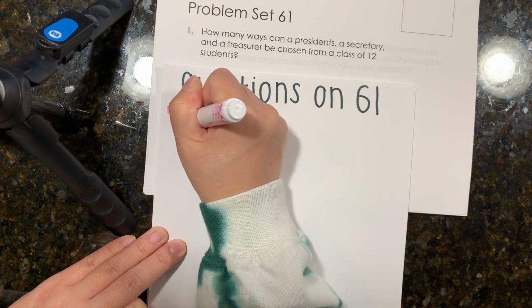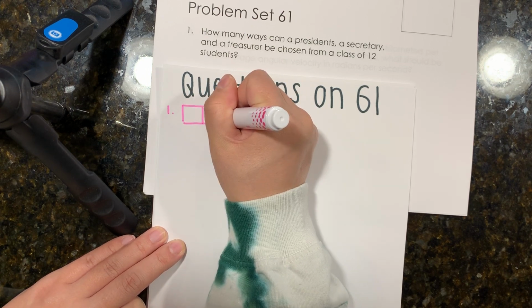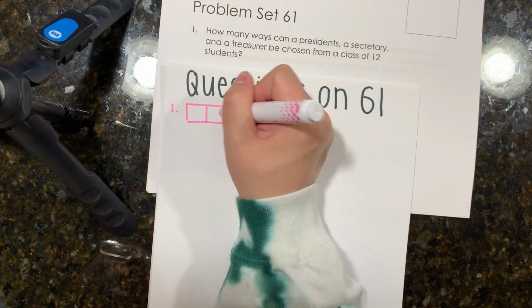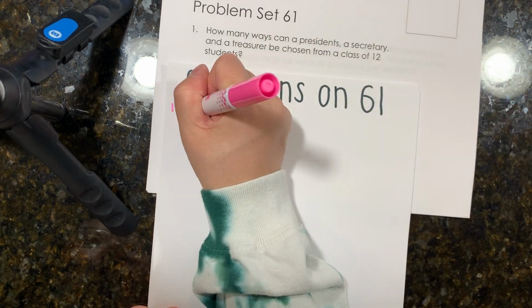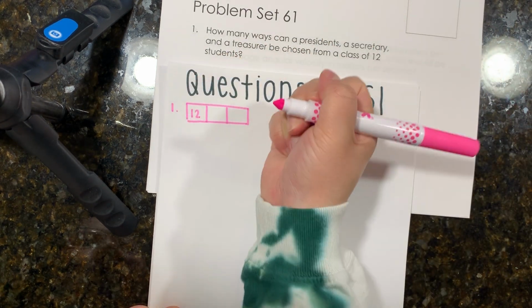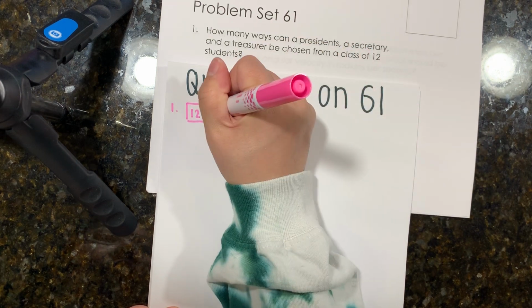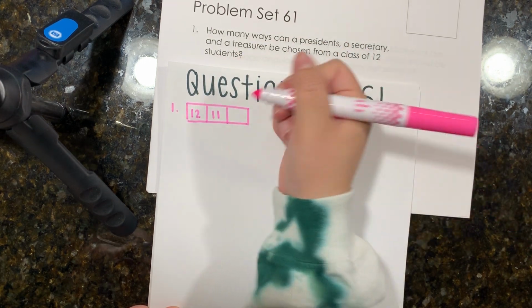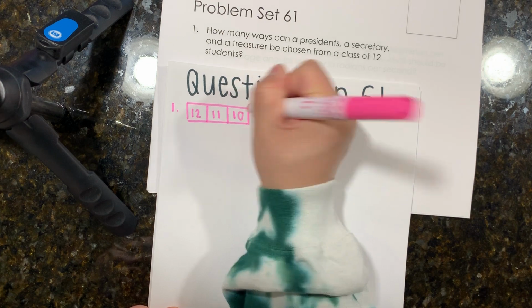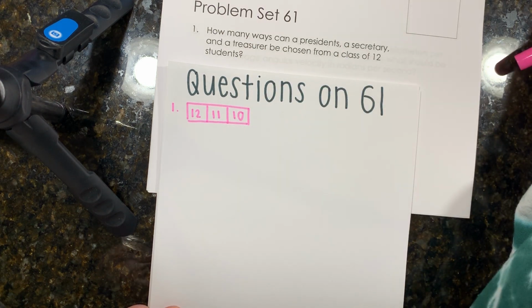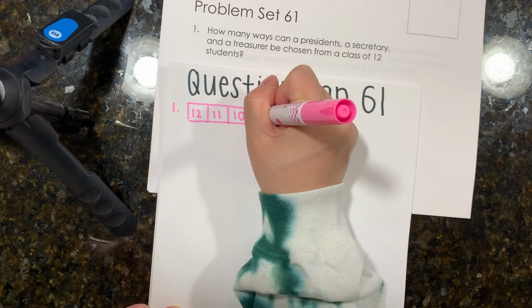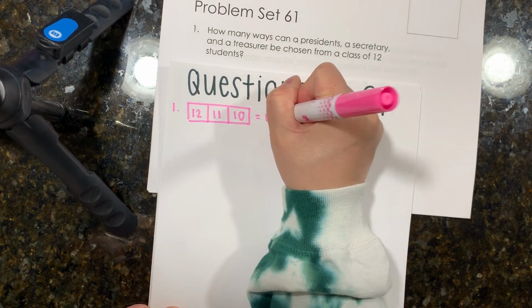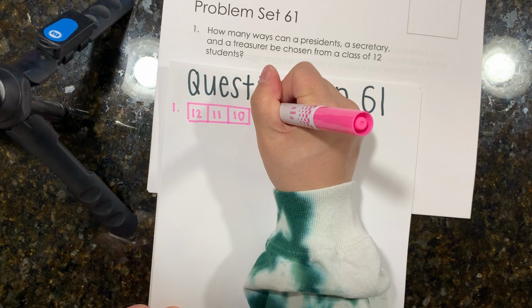So I'm going to start with 3 boxes representing my president, secretary, and treasurer. We're starting with 12 students that would be available for president. Then if I take one away, there would be 11 for secretary, and there would be 10 for treasurer. So when you multiply that through, 12 times 11 times 10, you're going to get 1,320 different ways.